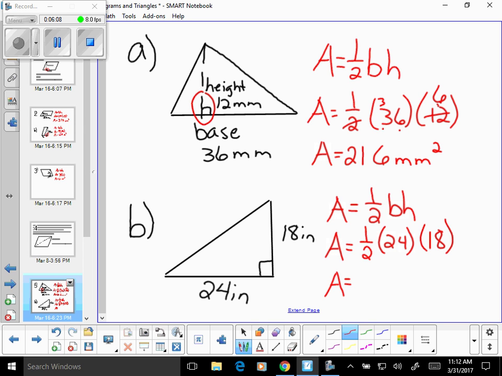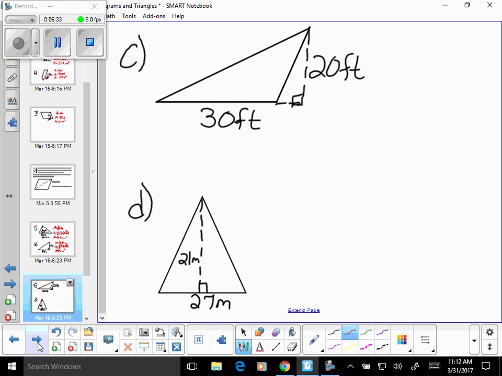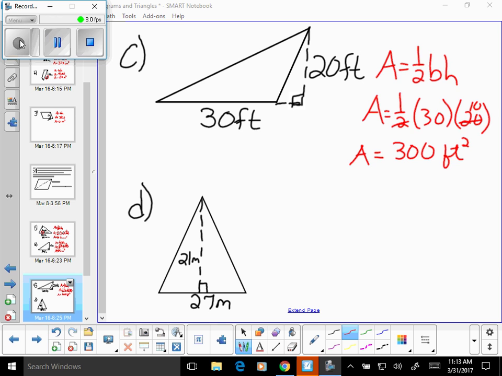Now here again, you could take half of the 24 and get 12, and 12 times 18, but I'm going to take half of 18 and get 9, and now I can do the problem paper pencil. I can take 9 times 4 and get 36, carry a 3, 9 times 2 is 18 plus 3 is 21. So I have 216 inches squared. At this point, please hit pause and you try example C.